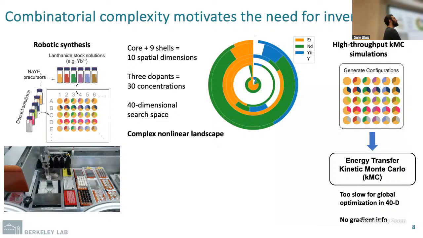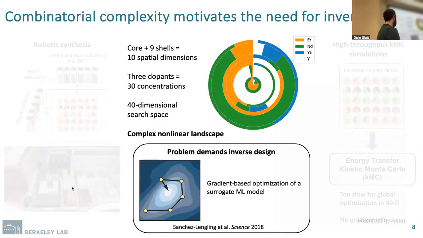You're going to get your emission, but not the gradient of the emission with respect to a layer thickness or a dopant concentration. So you're basically going to be stuck doing Bayesian optimization rather than something more efficient. So really, that's why we say this problem demands inverse design.